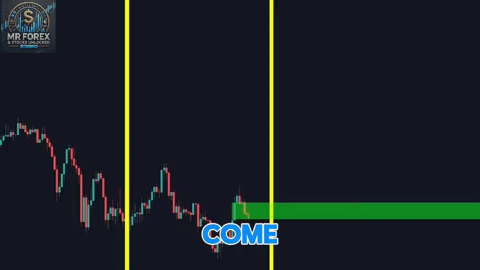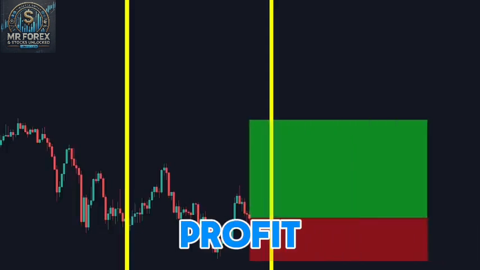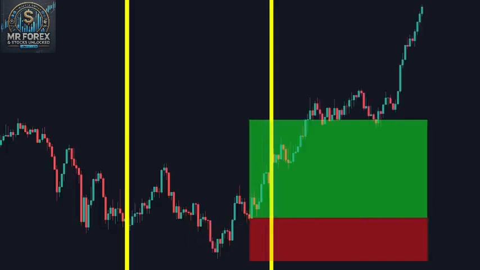Wait for price to come back down to this gap, set our stop loss below the low, and set our take profit at the high. Boom, you got an easy winning trade. But we ran into a slight problem.